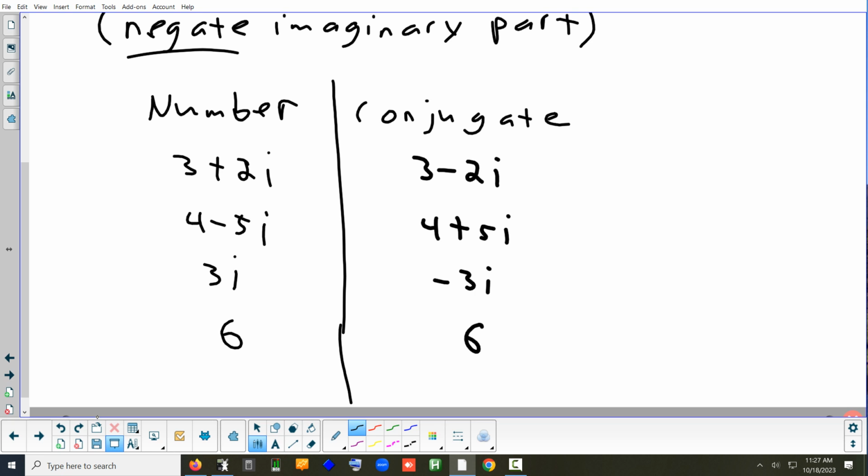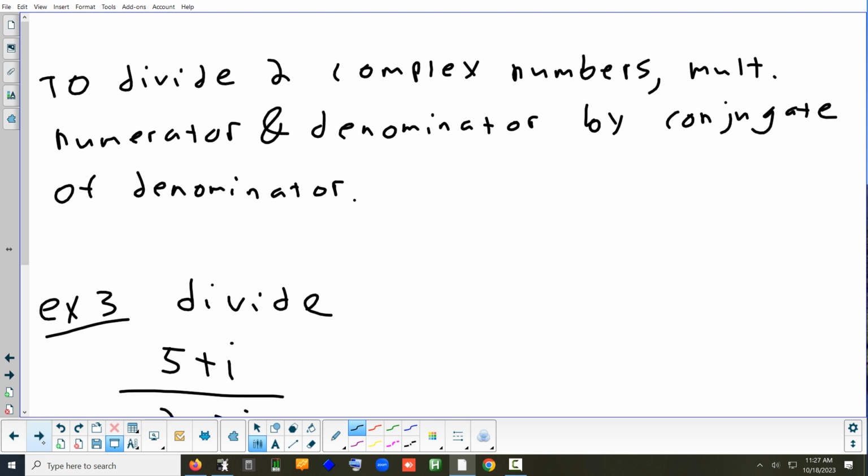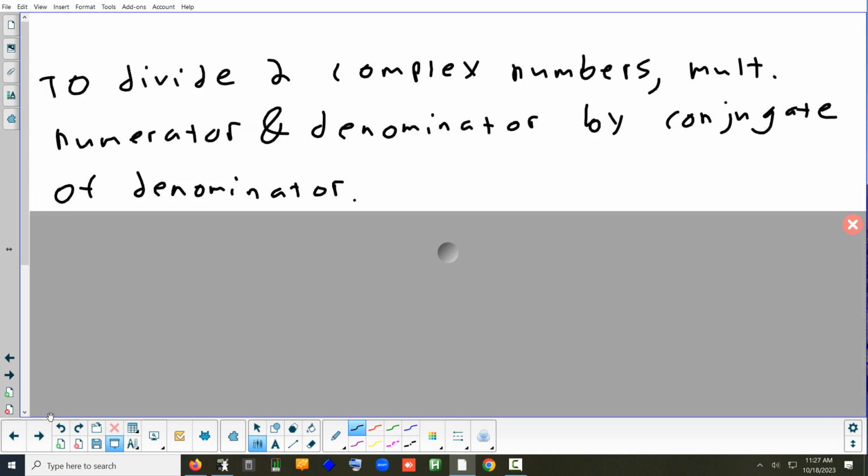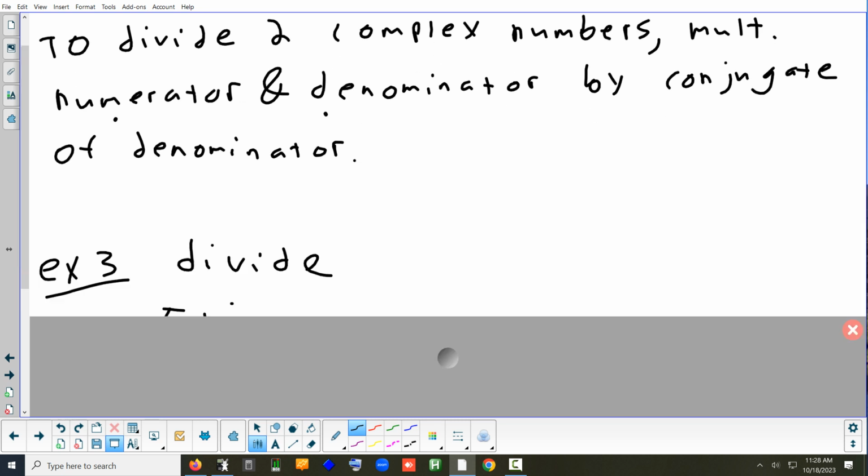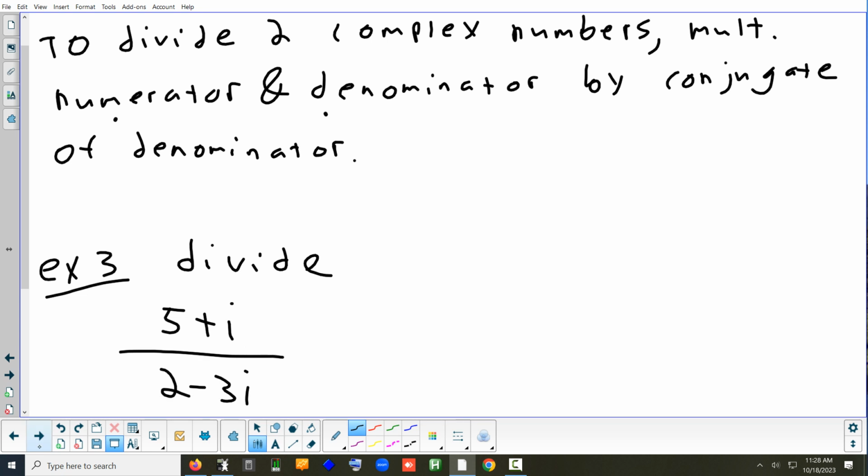All right, so now what does that do? Well, I'll show you. The goal is to get rid of the i in the bottom. If you multiply the top and the bottom by the conjugate of what's in the bottom, it will get rid of the i, always. So to divide two complex numbers, you're going to multiply the top and the bottom by the conjugate of what's in the bottom. And there's the example we're going to try.